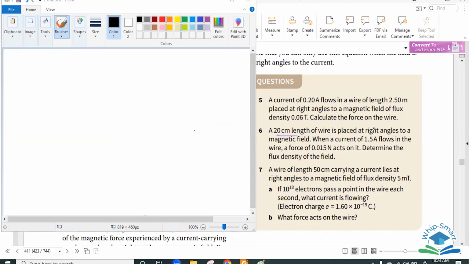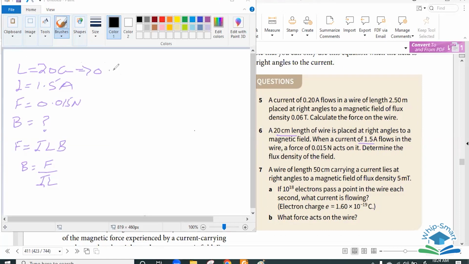For question number 6, it says a 20 centimeter length of wire is placed at a right angle to a magnetic field. When current of 1.5 ampere flows in the wire, a force of 0.015 Newton acts on it. Determine the flux density of the field. So this will be 0.2 meters. We will simply put the values of all of these quantities and we will get our answer.